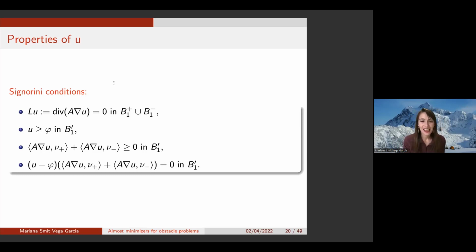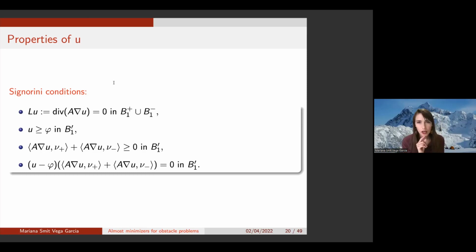He's laughing there. So let's say we have the divergence of A gradient u, and this will be 0 on the upper part of your region and on the lower part. Then you will have certain conditions that are true on the thin space, which is the space in which you have to worry about the obstacle.